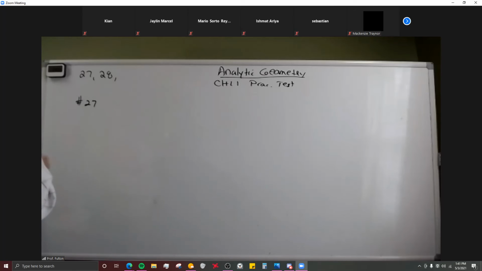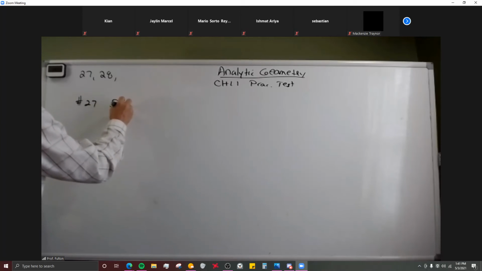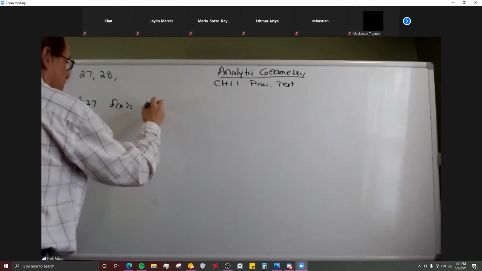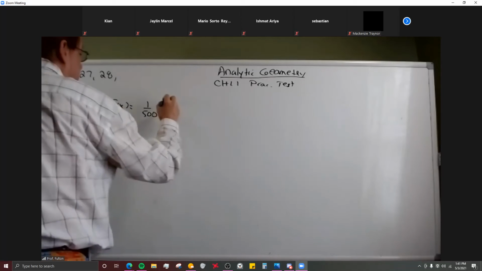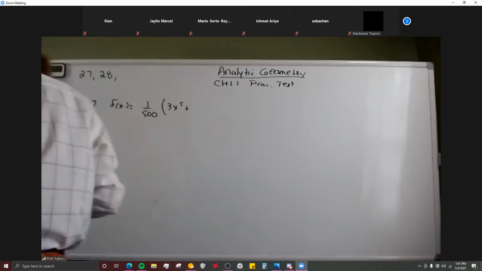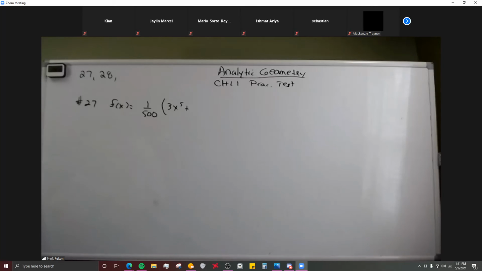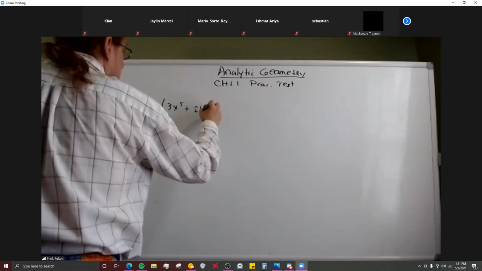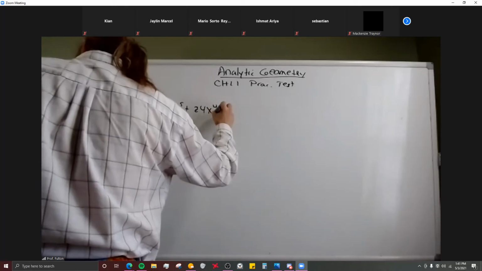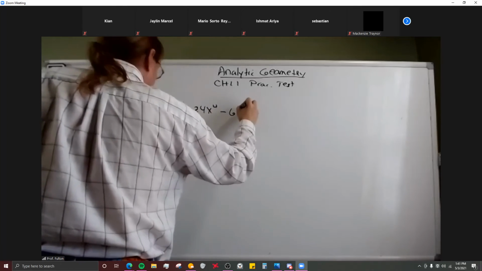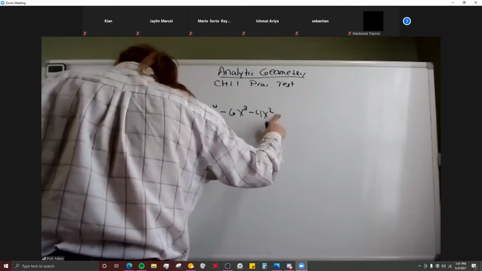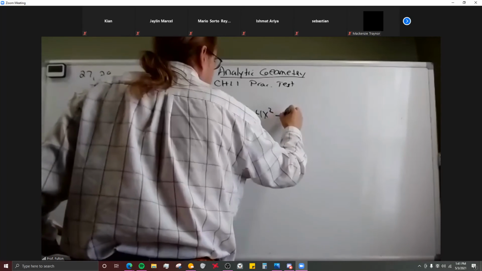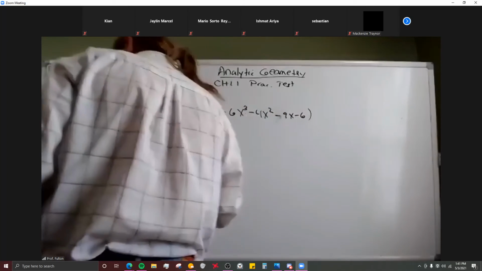Now we have a polynomial function. So here we have f of x. We're just about out of time here, but I'll put it up here. 1 over 500. We should be able to get through most of this one. 3x to the 5th plus 24x to the 4th minus 6x cubed minus 4x squared minus 9x minus 6. Okay, we want to analyze this function.